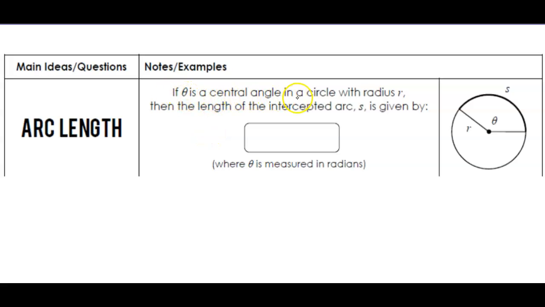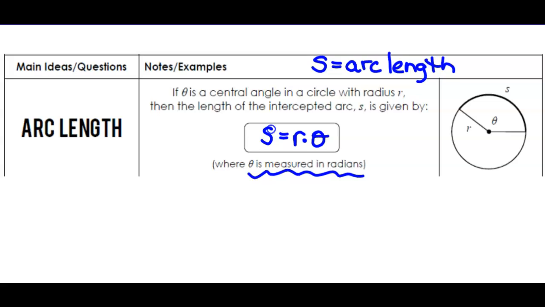If theta is a central angle in a circle measured in radians with a radius of r, where r stands for the radius, and S is the length of the intercepted arc, then the relationship between these is just S equals r times theta. So 1 radian with a radius of 1 would give you 1 arc length. Okay, but the relationship is here.